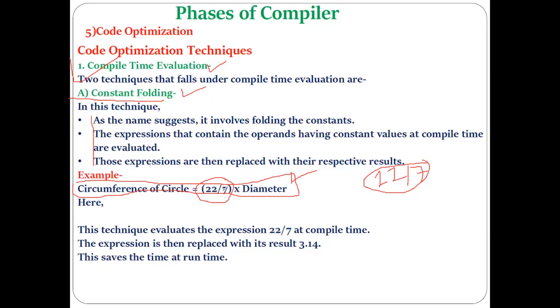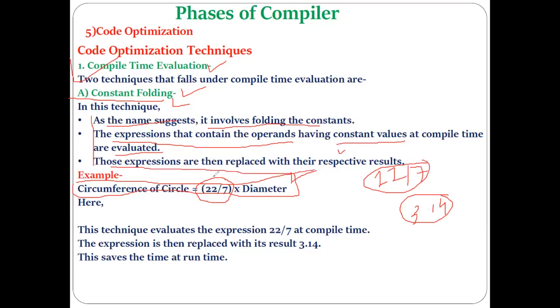So this is the constant term, 22 by 7. Its result will be 3.14. Doing the computation of these kinds of things at compile time only is called constant folding, and that is also referred to as compile time evaluation. As the name suggests, it involves folding the constant, meaning evaluating the constant during compile time only. The expressions that contain operands having constant values are evaluated at compile time, and those expressions are then replaced with their respective results.